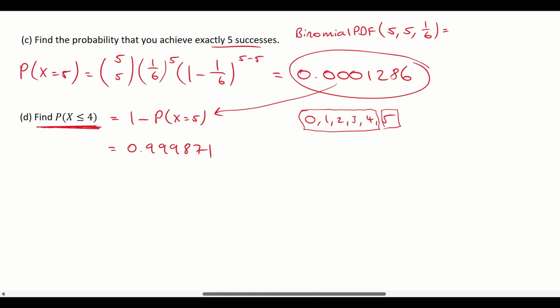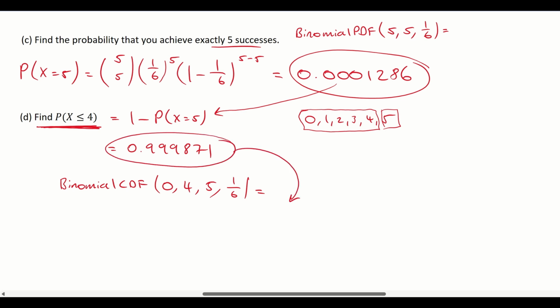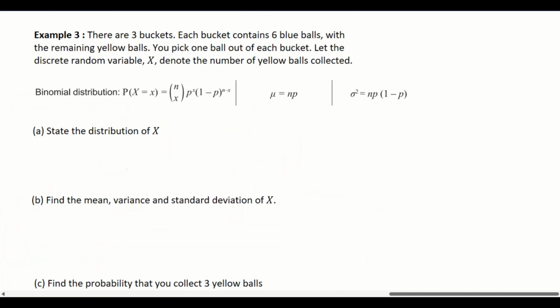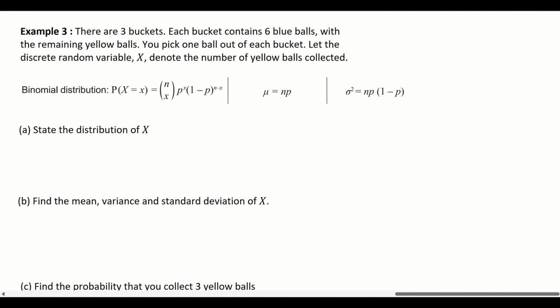If I wanted this one here, I would just do binomial CDF, because now I'm accumulating across more than just the 1. It's less than or equal to. From 0 is the lowest I can go, to 4 is the highest I'm allowed to go, so less than or equal to 4. The number of trials I do is 5, and the probability of a success on each trial is 1/6. And if I popped that into my calculator, I would end up with this answer here. So that's another example of us using these binomial distributions. Let's have a look at a third and final example.